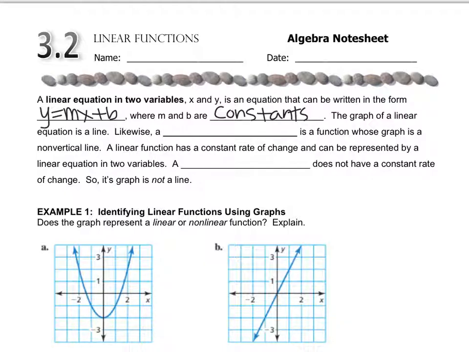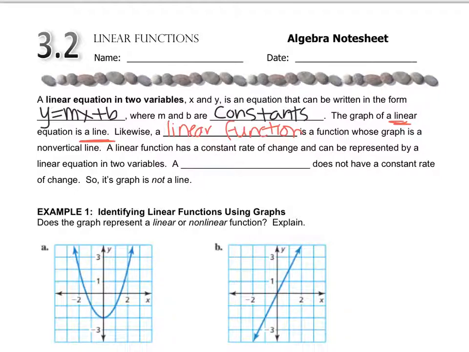Another fact is that the graph of a linear equation is a line, just like the word linear has the word line in it, so it makes a line. So a linear function is a function whose graph is a non-vertical line. And a vertical line would not pass the vertical line test because the dotted vertical line will go through the entire graph. And so that's just the exception. But typically, lines are functions, and we call them linear functions.